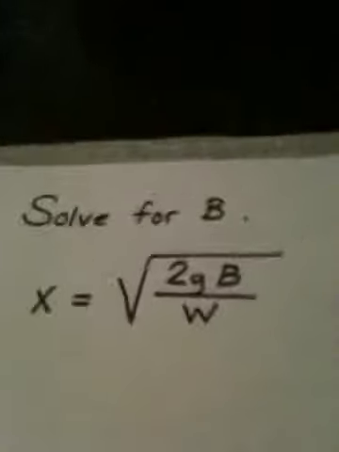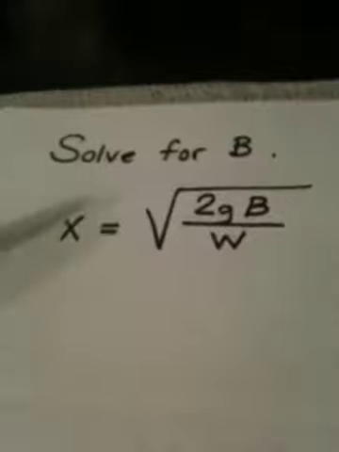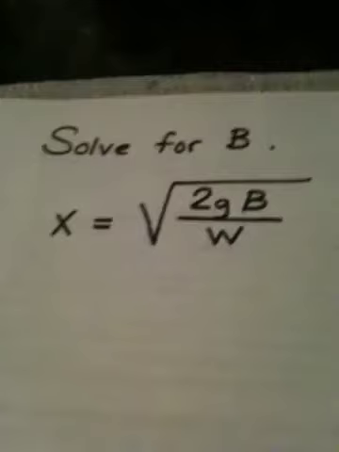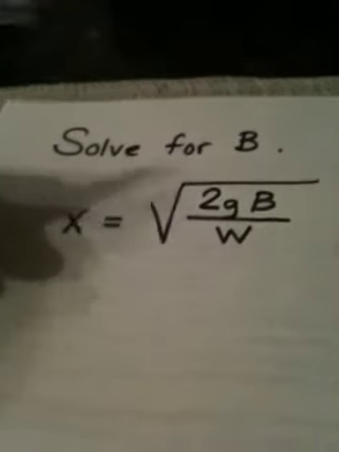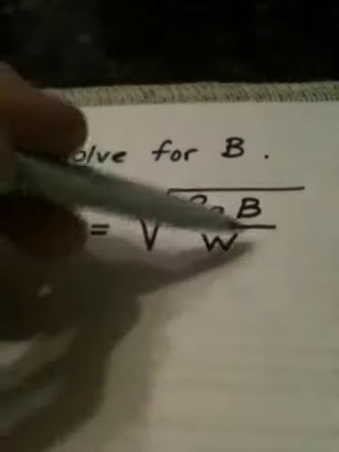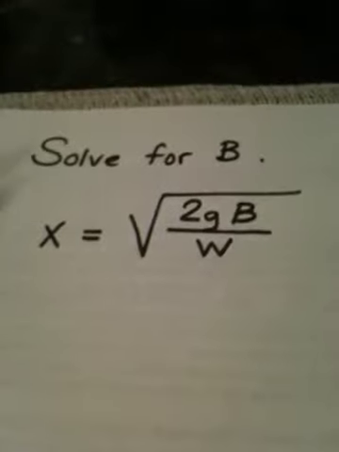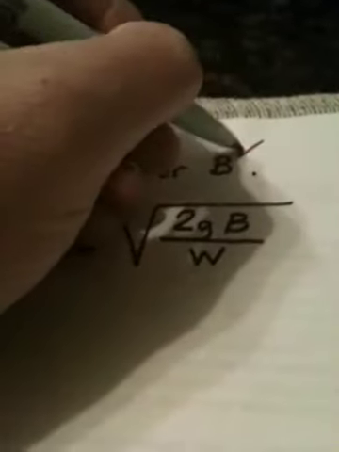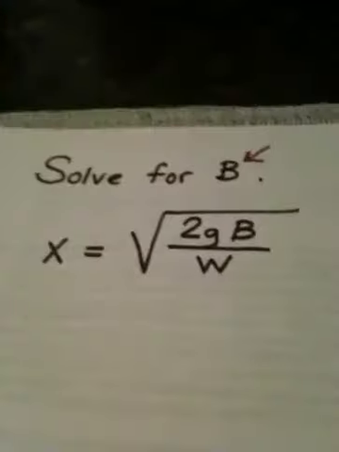Okay, as we continue with section 7.5, notice that this radical equation is a little different from the ones we've done before. The main difference is it's just got more than one letter. But the approach is going to be the same, okay? I'm asked to solve for the letter B.